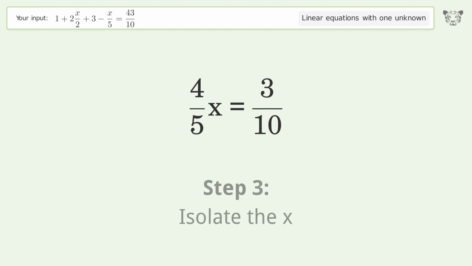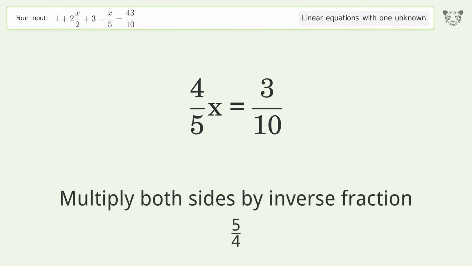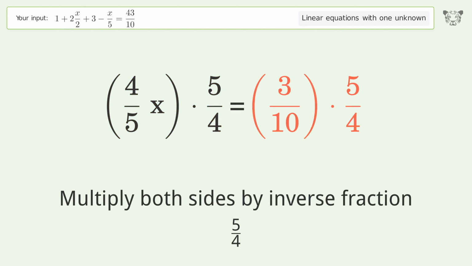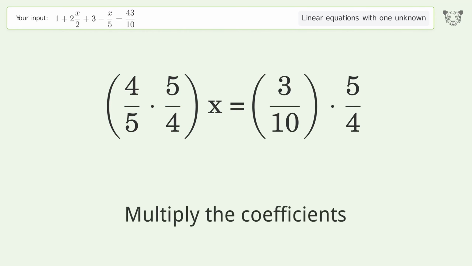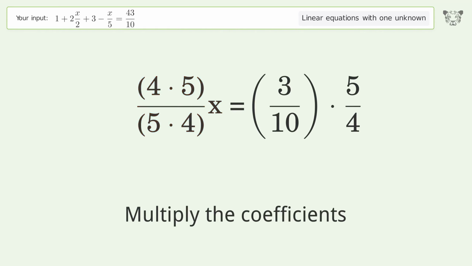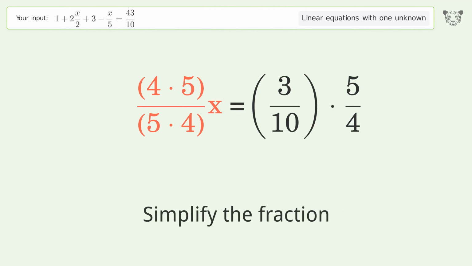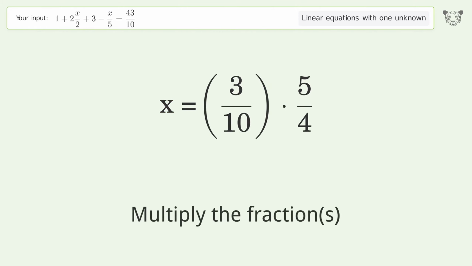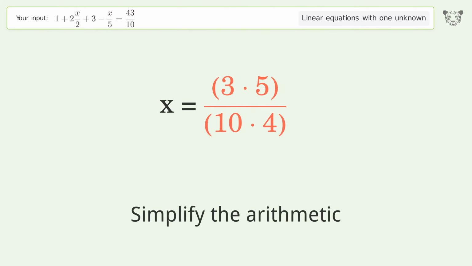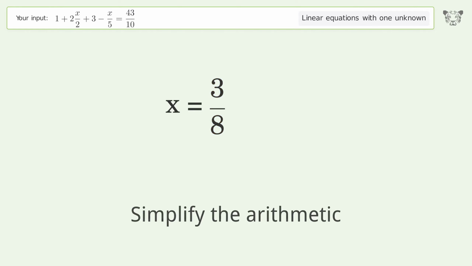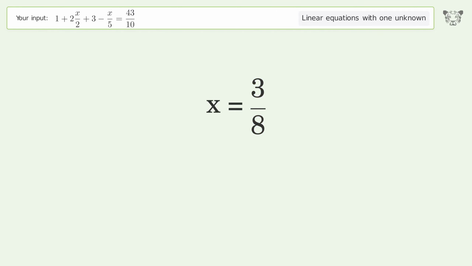Isolate the x. Multiply both sides by inverse fraction 5/4. Group like terms. Multiply the coefficients. Simplify the fraction. Multiply the fractions. Simplify the arithmetic. And so the final result is x equals 3/8.